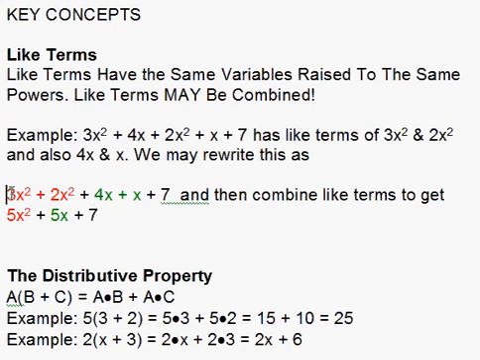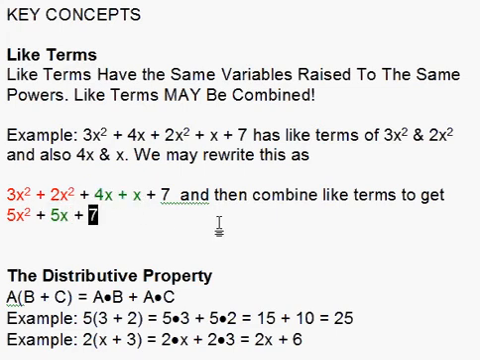Now, 3x squared added to 2x squared makes 5x squared. There's 5 of them. 4x's added to 1x makes 5x's. So we can replace the 3x squared plus 2x squared with 5x squared. We can replace the 4x plus x with 5x. That's our combining like terms.